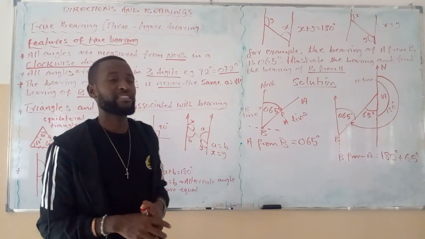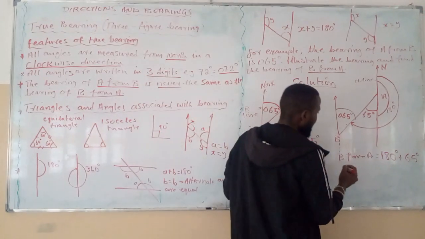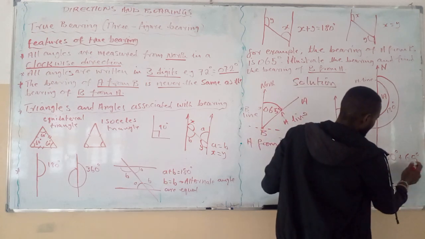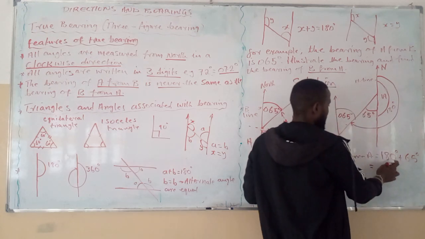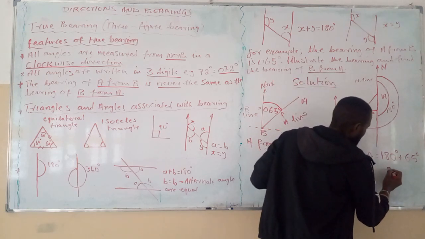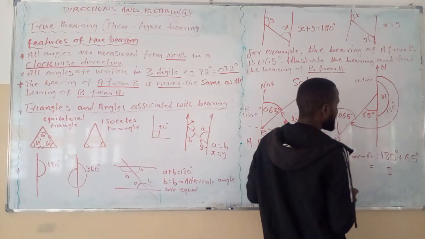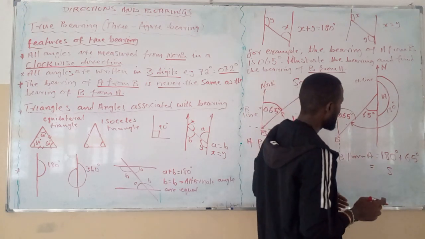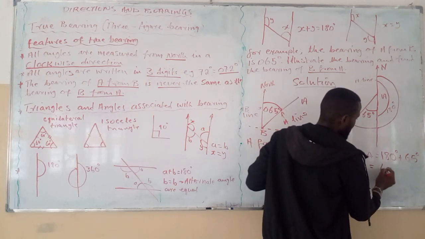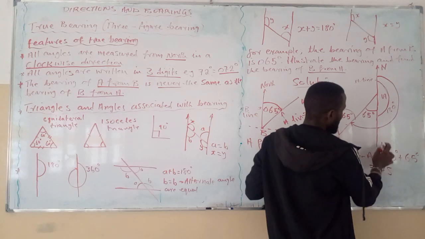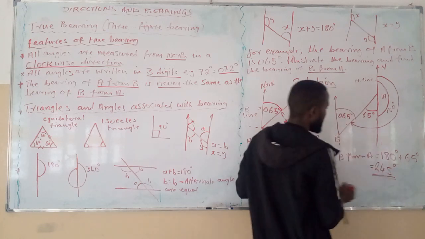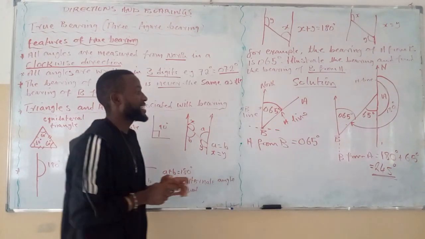Now let us add that and we see what we get. So what is our answer? 180 plus 65. So, 0 plus 5 is 5. 6 plus 8, that is 14. So we have 4 remainder 1. 1 plus 1, which is 2. We have 245 degrees. So 245 degrees is the bearing.